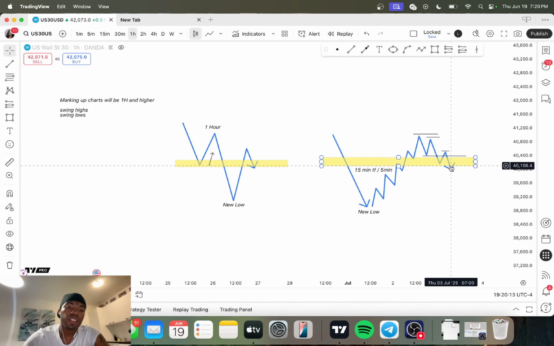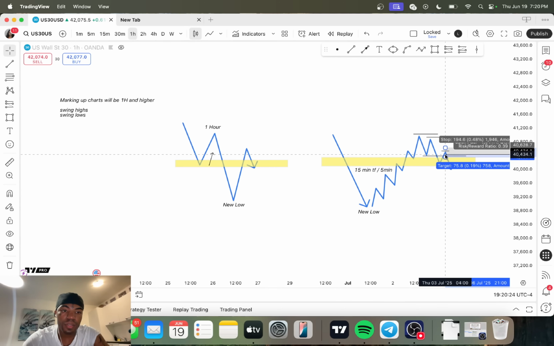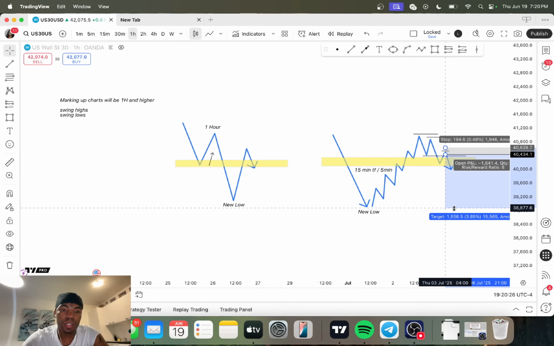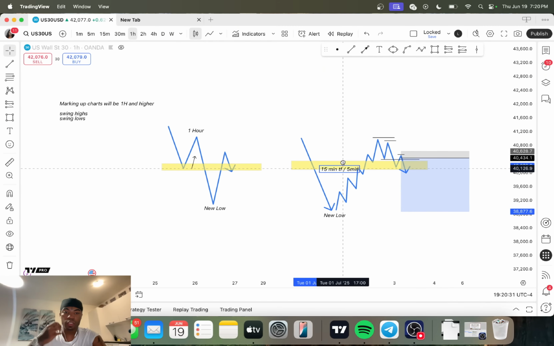So that gives us enough confluence to enter a sell trade when price starts breaking that level, and then we can put our stop loss here, and then we can target all the way down here, right? So that's what we're looking for when it comes to trading this way.